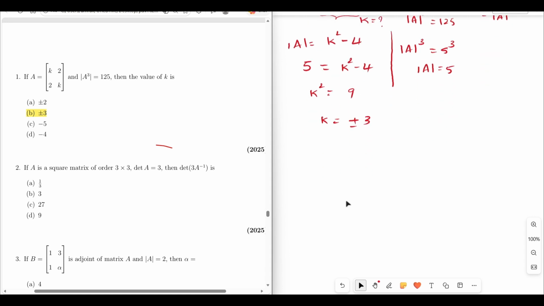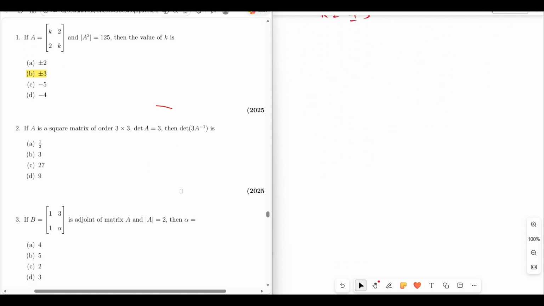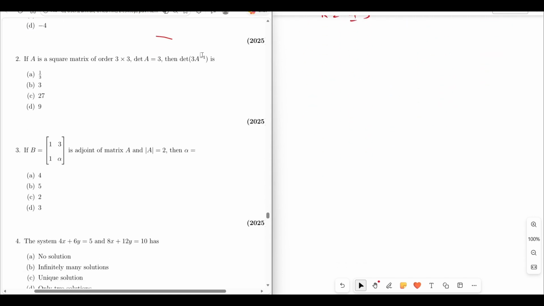So moving on to the next question. The second question from the same year. About 4 questions have been asked from the year 2025, and all the 4 questions are very easy. If A is a square matrix of order 3 cross 3 and determinant A is equal to 3. What is the order? 3 cross 3, so n is equal to 3. And you have to find the determinant of 3A inverse. Okay, it's very easy.